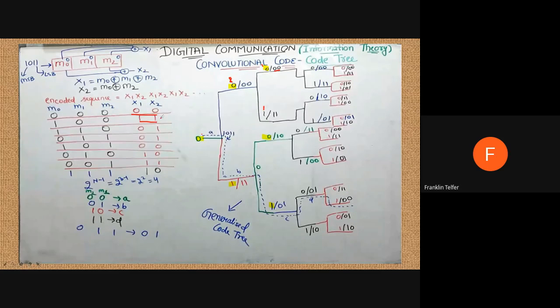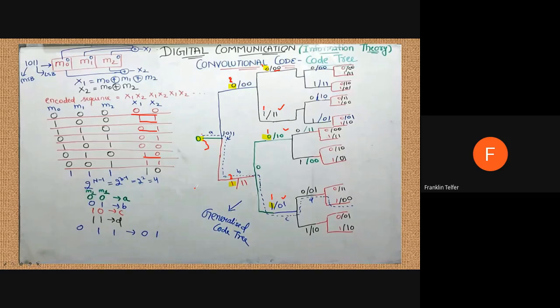What is the output? 1 1. Write it here. Similarly, at the bottom of the tree you have 0 1 0. What is 0 1 0? It is 1 0. So write it at the output. Similarly, 1 1 0: you have 0 1. So write it here as the output.